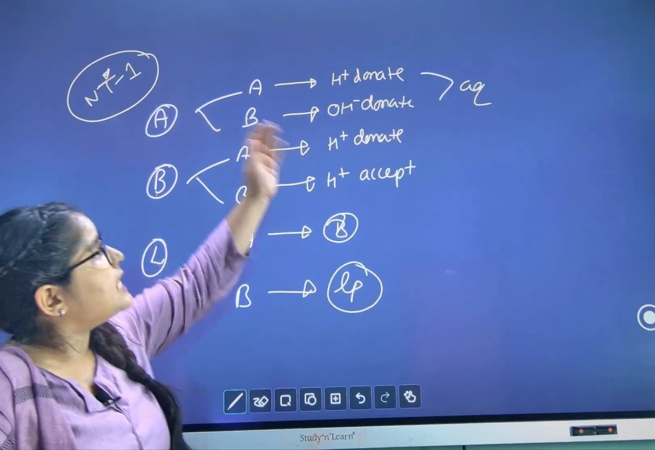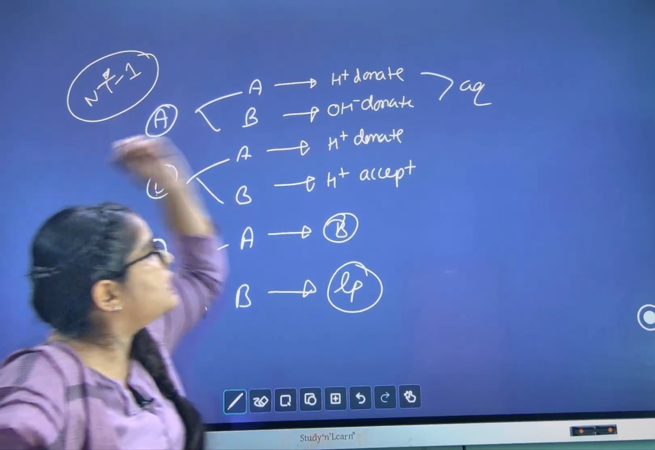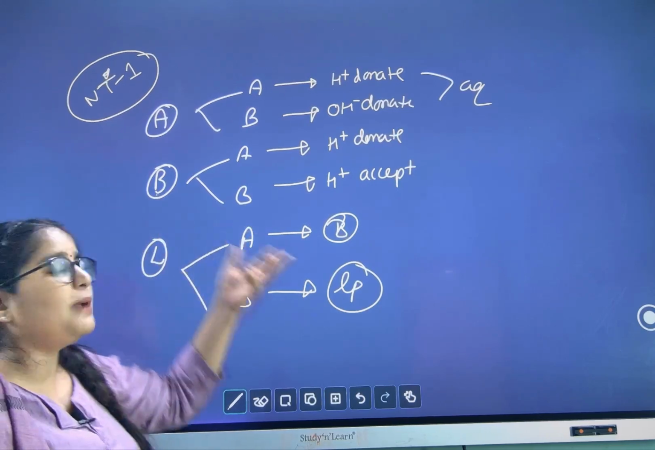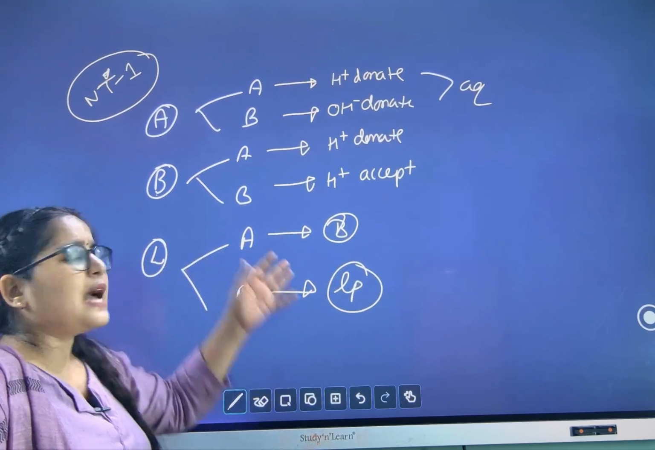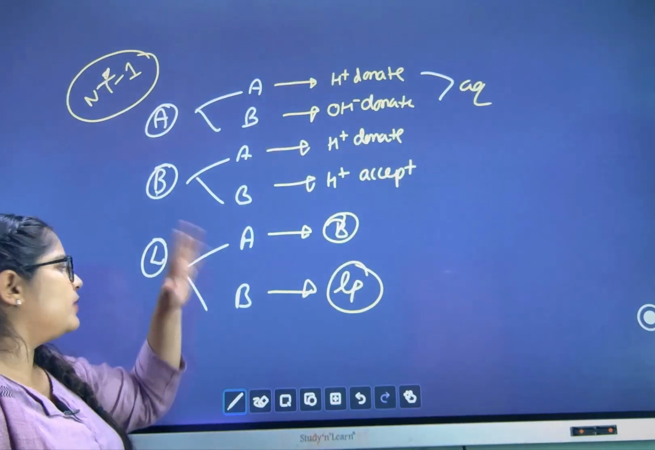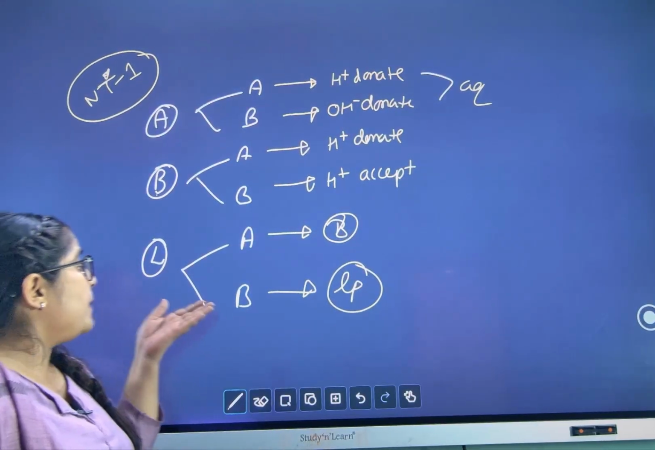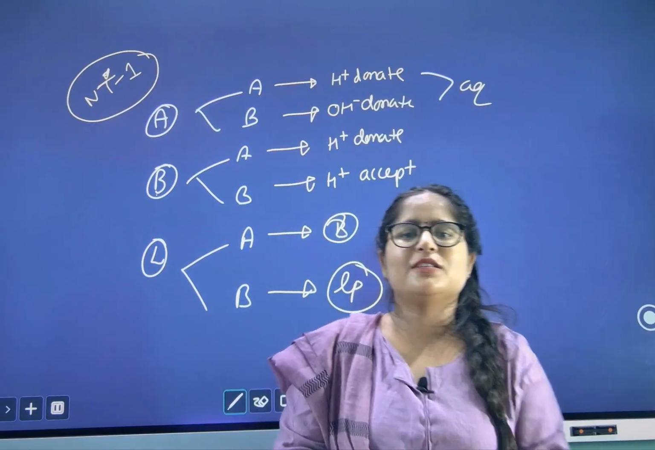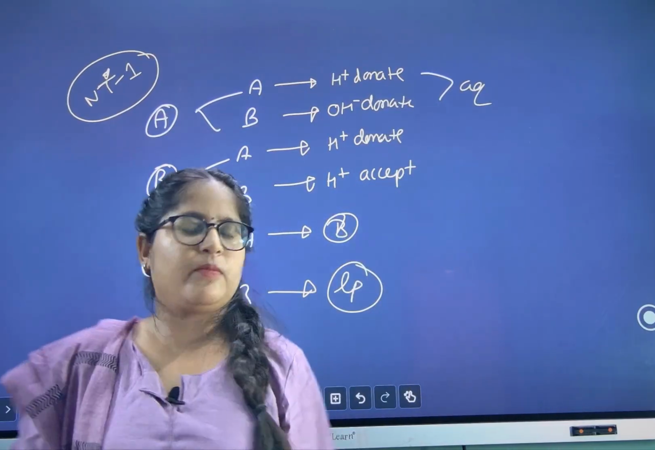So Arrhenius acid, donate H plus. Arrhenius base, donate OH minus. Bronsted acid, donate H plus. Bronsted base, accept H plus. For Lewis acid, all the boron family will behave as Lewis acid. Lewis base, those who contain a lone pair. Fine. Let us solve some questions on these concepts.